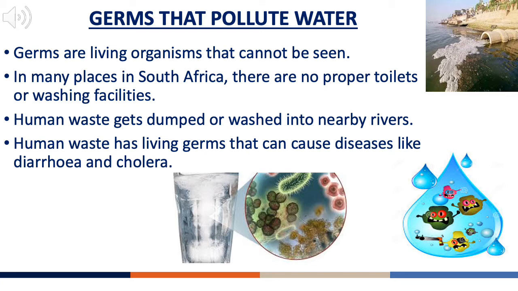In many places in South Africa, there are no proper toilets or washing facilities. So where do you think these people go to the bathroom or wash their clothing? Human waste gets dumped or washed into nearby rivers. Human waste has living germs that can cause diseases like diarrhea and cholera. Just look at those pictures on the slide. Oh, and you thinking, a fresh glass of water? That doesn't look fresh to me.